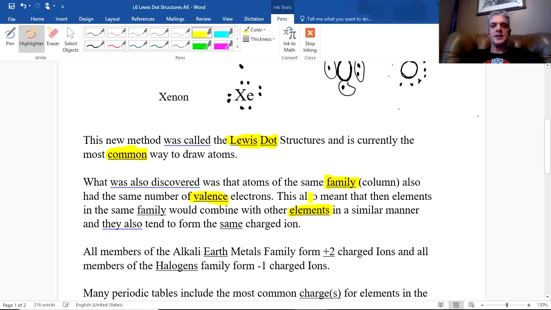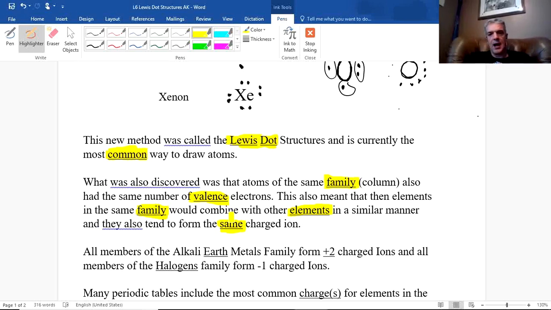It says here that it also meant that elements in the same family would combine with other elements in a similar manner, and they also tend to form the same ionic or same charged ion. And there's going to be a little more on this as we go down, but what you tend to find is that in a column in the periodic table, they all have the same properties and they form the same ionic charges. Okay. All right. So let's move on here and take a look at this.